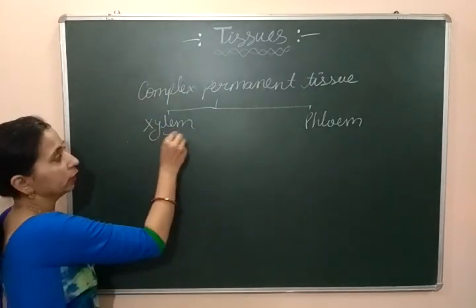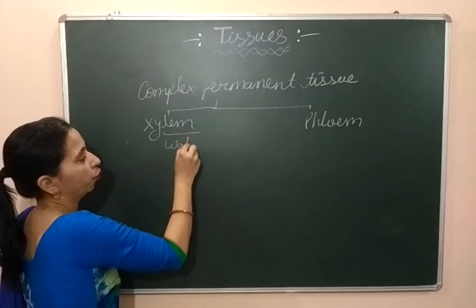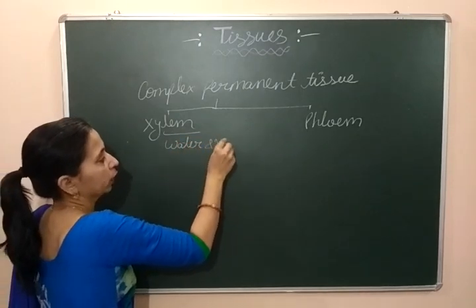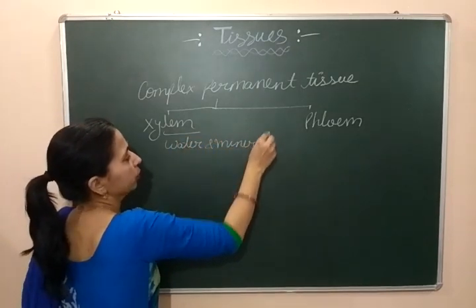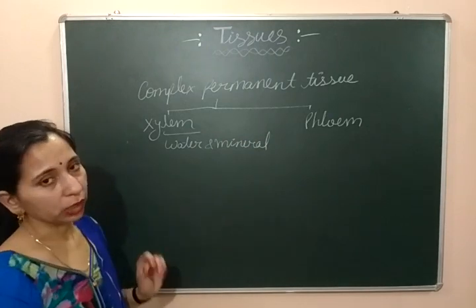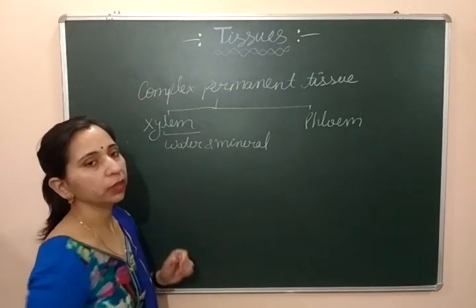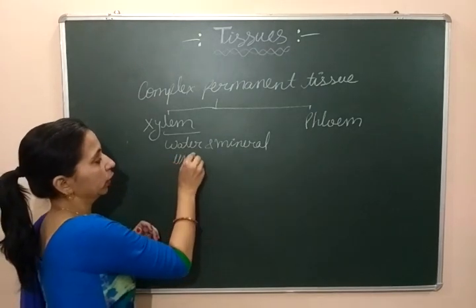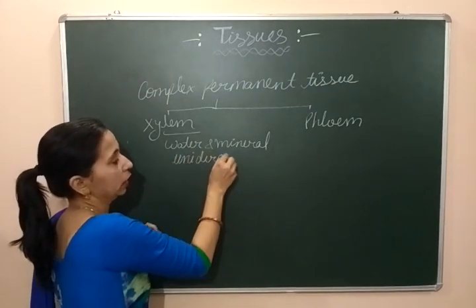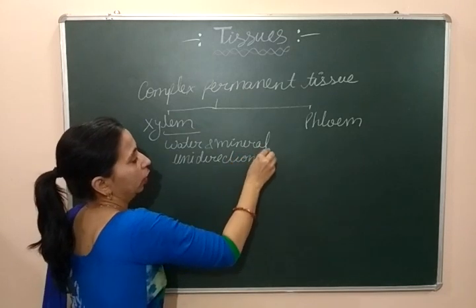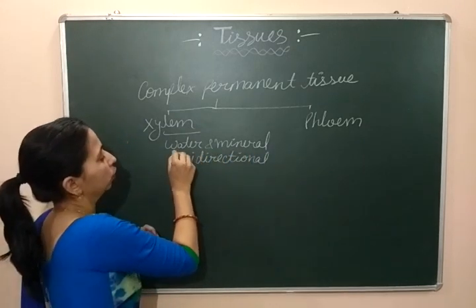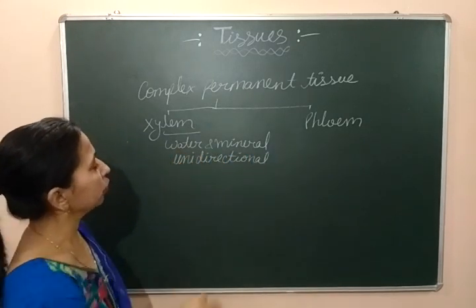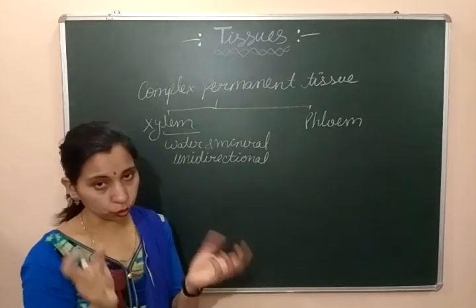Xylem, as you all know, helps in the transportation of water and minerals. ये water और mineral के transportation में help करता है. And the transportation which happens in the xylem is unidirectional transportation. मीन्स इसमें जो ट्रांसपोर्ट होता है वाटर का वो यूनिडायरेक्शनल होगा, एक ही डायरेक्शन के अंदर होगा. Xylem transports the water absorbed through the roots.